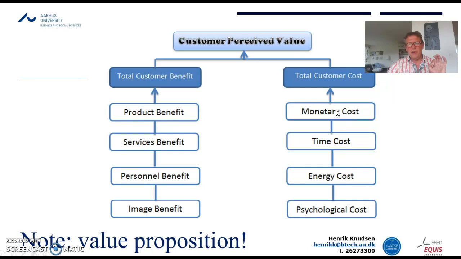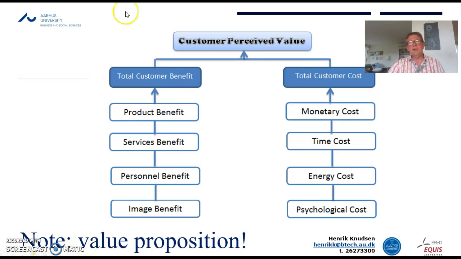I want you to take notice of this aspect. And then please note also value proposition. What's the difference? Just pause this screencast, reflect a few minutes, write down a note to yourself: what is the difference between a value proposition and customer perceived value? Take a pause.